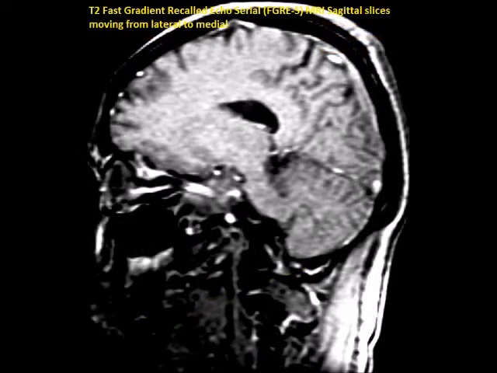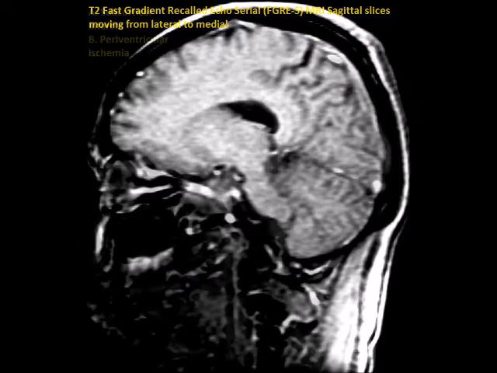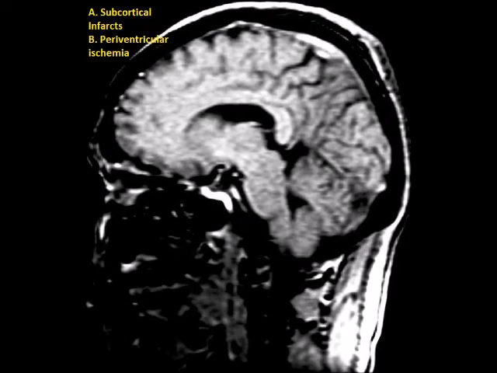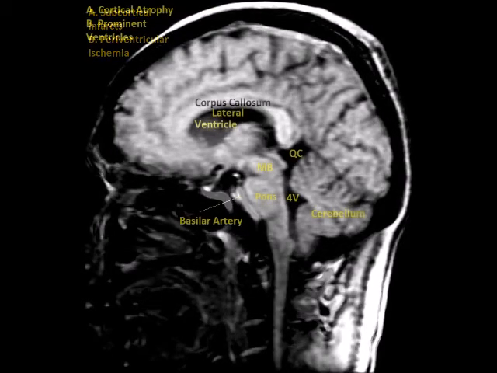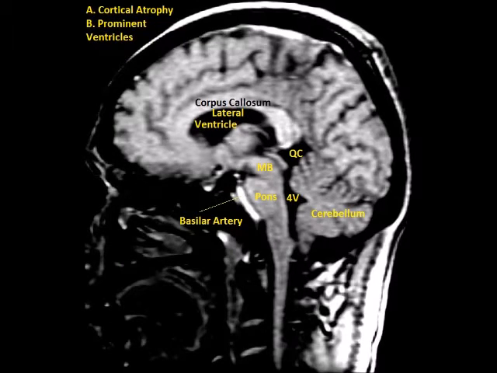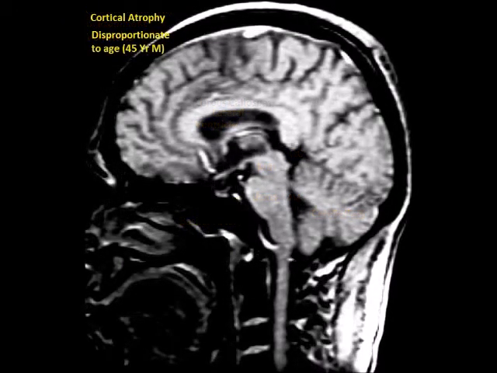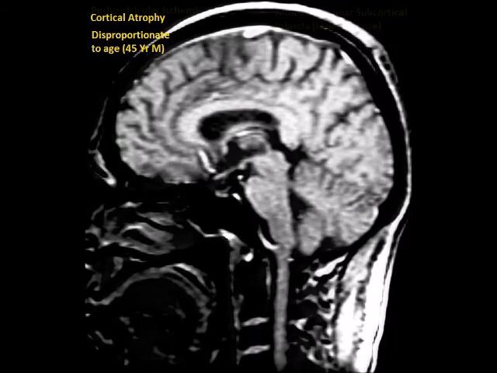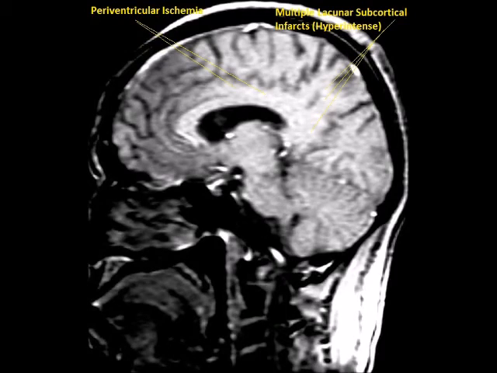And finally, these are the sagittal sections of the brain going from lateral to medial. We see essentially the same things, namely disproportionate cortical atrophy, prominence of the lateral ventricles, multiple subcortical infarcts, and additionally, we also see something else. We see suggestions and evidences of periventricular ischemia. And a few other normal structures have been labeled here.